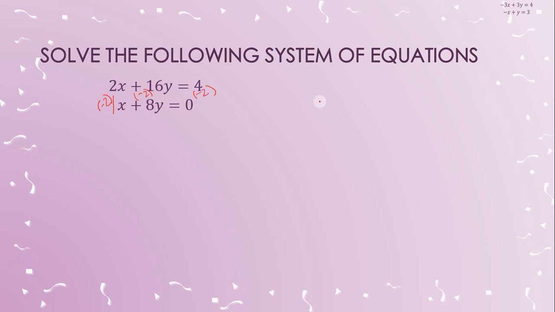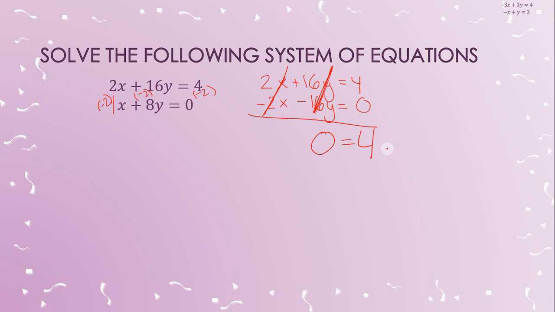So I'm going to have my new equations. 2x plus 16y equals 4. And negative 2x minus 16y equals 0. Just multiplied every number here by negative 2. Let's combine some like terms, or add here. 2x minus 2x, that's gone. 16y minus 16y, that's gone. So we get 0 equals 4 plus 0, 4. So I got 0 equals 4.